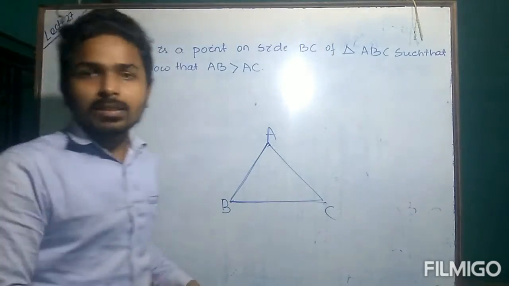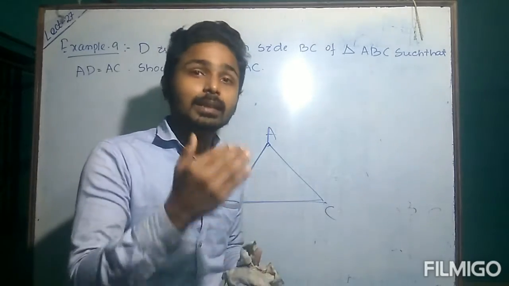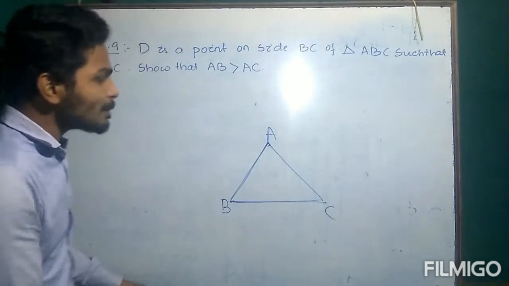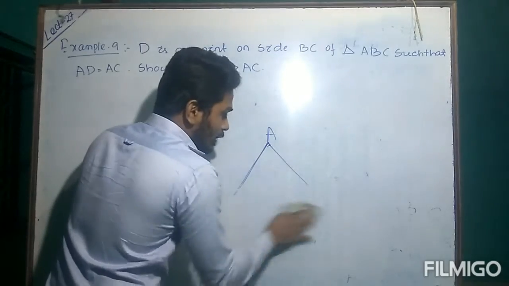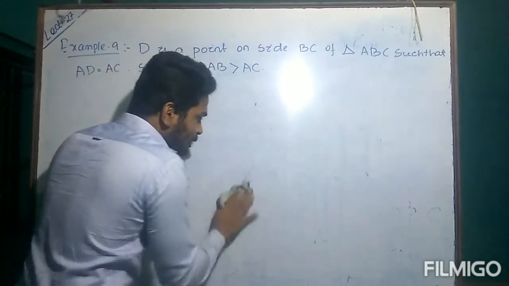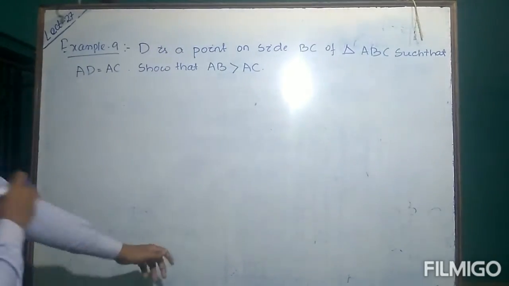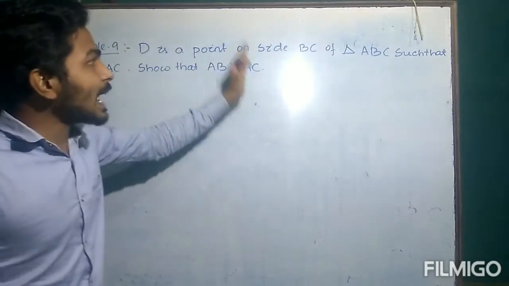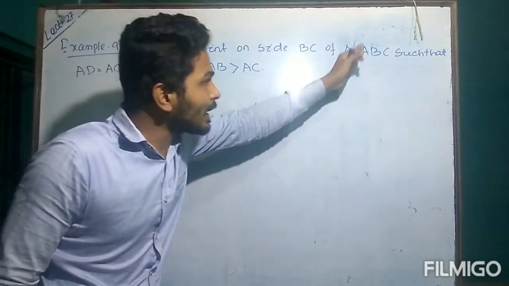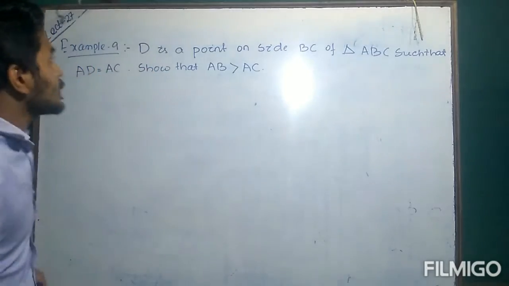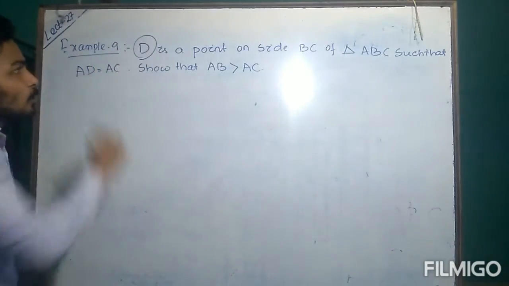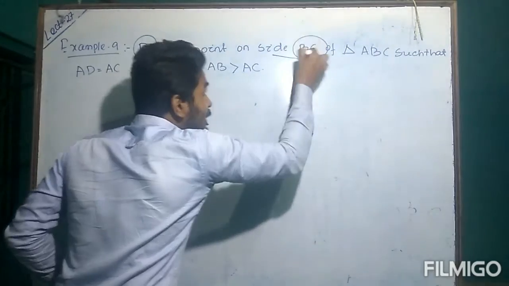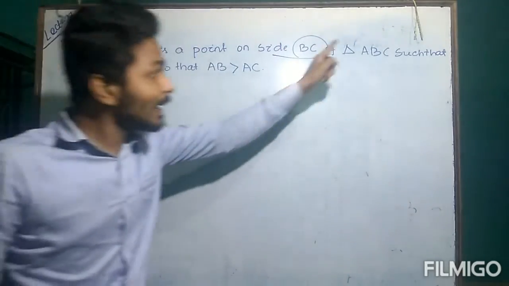Now, based on that concept, today we are going to discuss an example from your NCERT book, example number 9. Let us understand the question. It is given that D is a point on side BC of a triangle ABC.